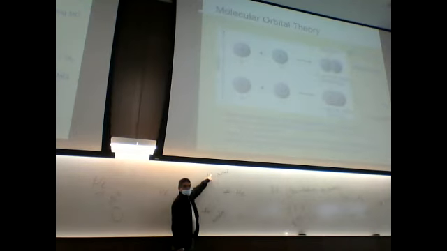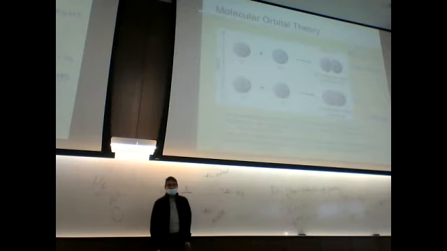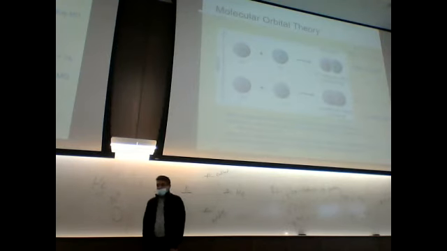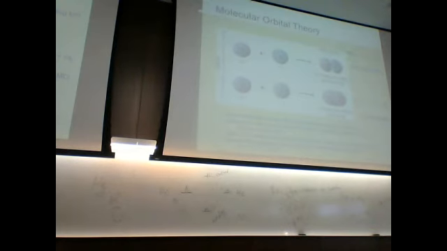Yeah, makes sense. The number of electrons in anti-bonding is 2, and the number of electrons in bonding is also 2. So 2 minus 2 divided by 2 is 0. Got it? Like this. Now let's go to another one here.